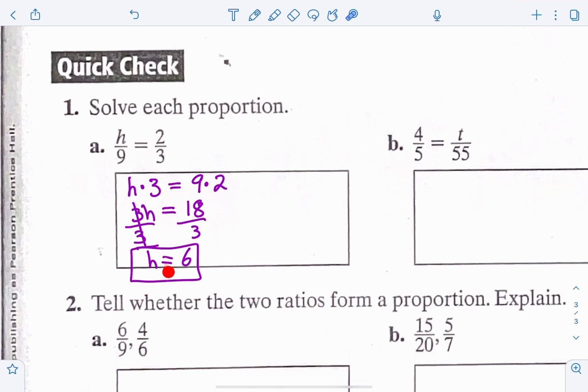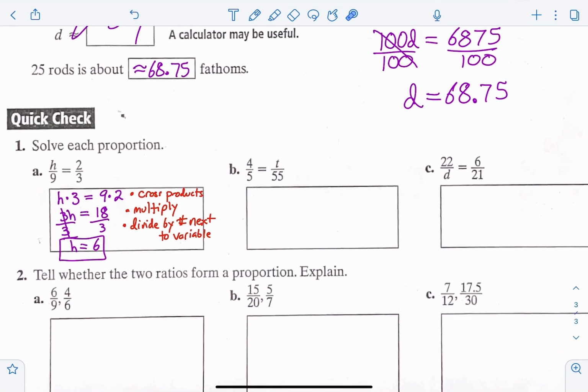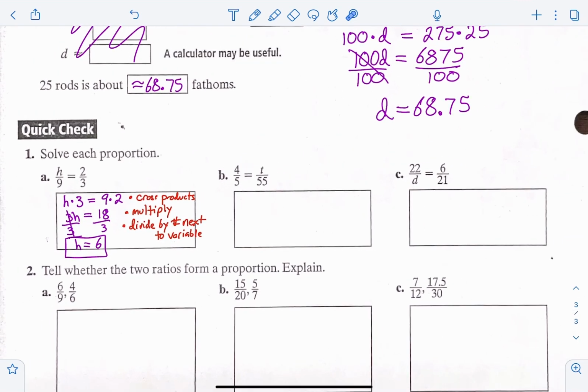Okay, so again, using a regular equal sign, set up your cross products. Then multiply. And then divide by the number next to the variable. Those are your 3 steps. Cross products, multiply it out to get your answer, divide by what's next to the variable, and you get a final number. So go ahead and pause your video and do B and C on your own, and then we'll come back and we'll go over them together.